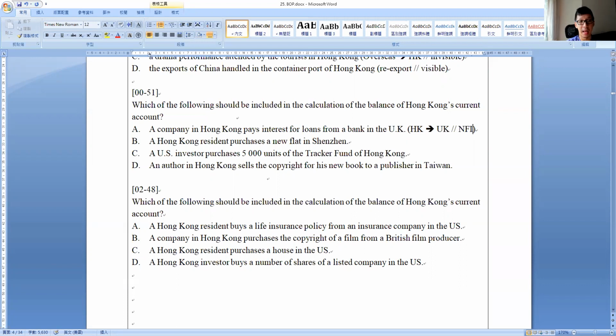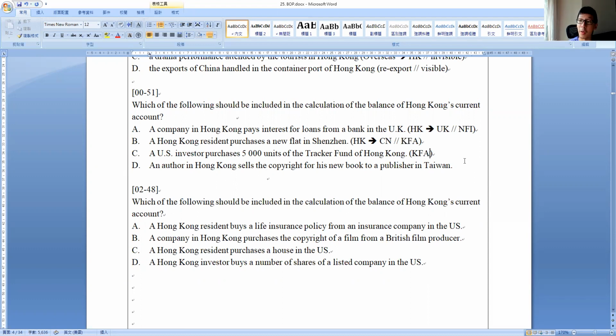Okay, B. A Hong Kong resident purchases a new flat in Shenzhen. Hong Kong is giving money to Shenzhen. Remember, even though a house is visible, in economics, houses and property are counted as capital and financial investment. So this is KFA. Next one, an investor purchases some fund, investor is KFA, no need to say more.